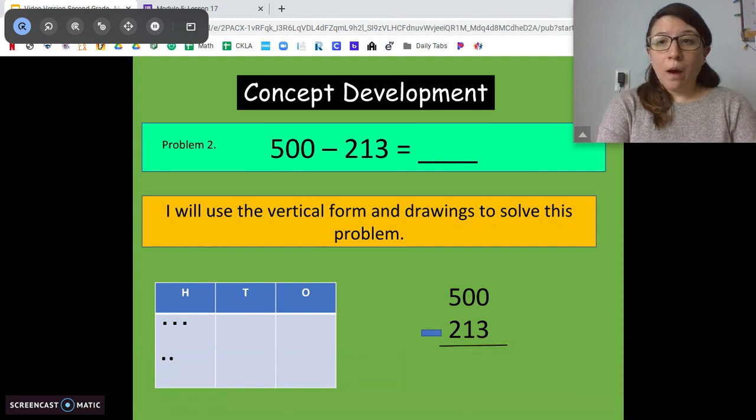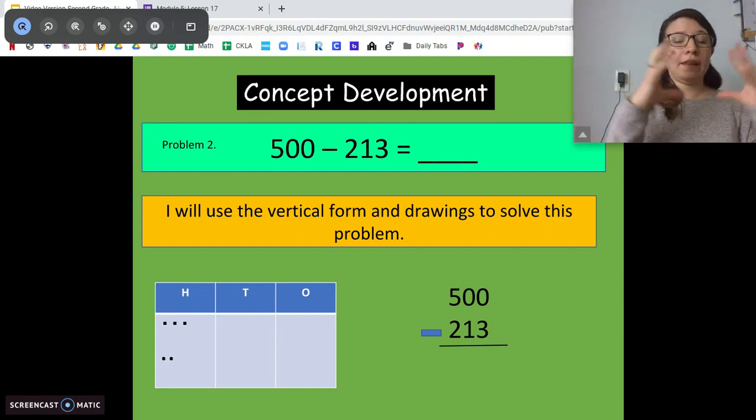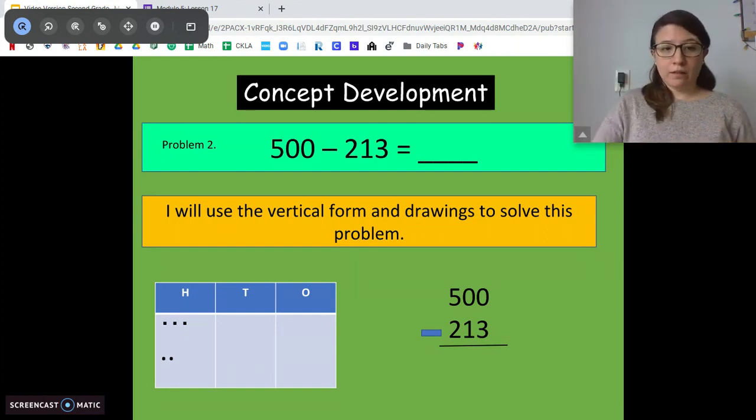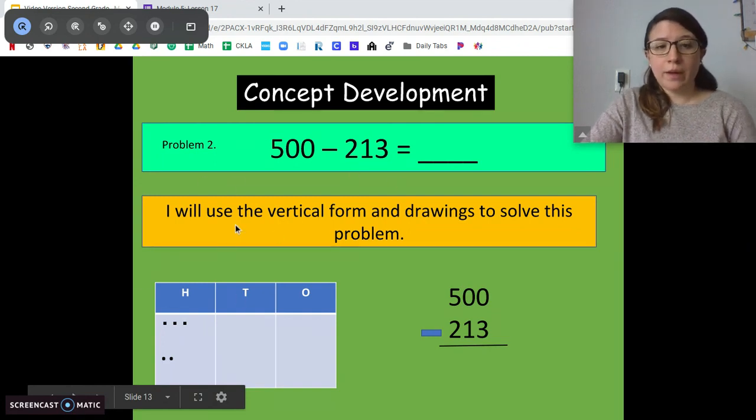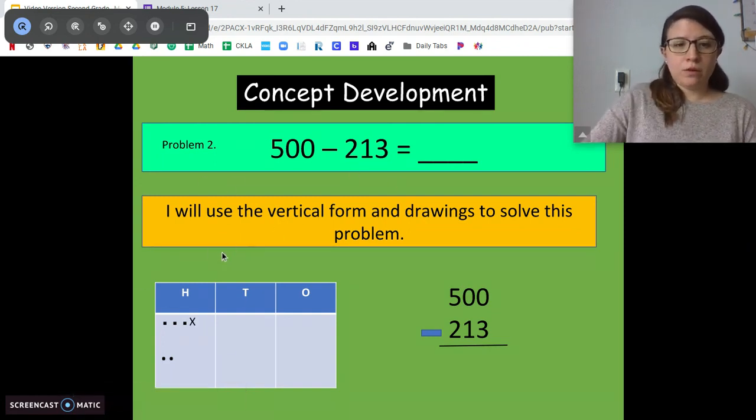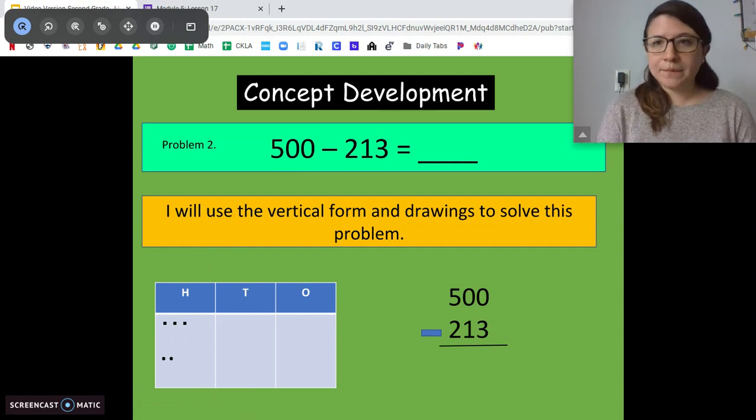So I would like you to pause and write 500 minus 213 in your vertical form, and then I'd like you to set up a place value chart as well. Remember with subtraction, which number we are showing in our place value chart to start. So go ahead and set that up. Come back when you're ready.